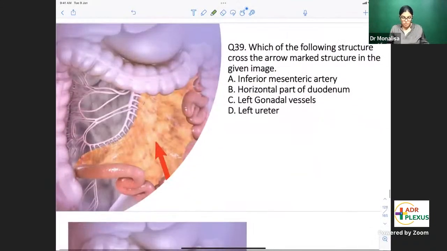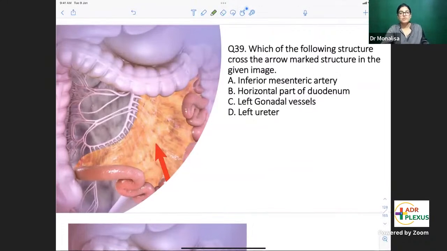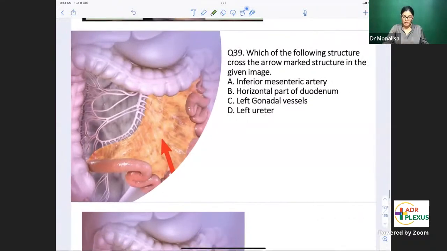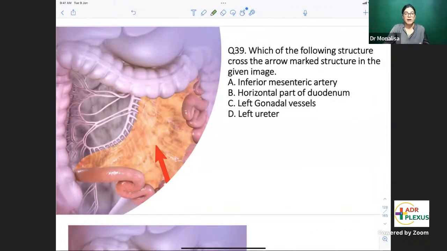Let's move on to the next question, number 39. Which of the following structures crosses the arrow marked structure in the image? Please identify the structure. It is the triangle of Koch, absolutely right. Now, question number 39: which of the following structures crosses the arrow marked structure in the given image? What is the structure and what does it cross?